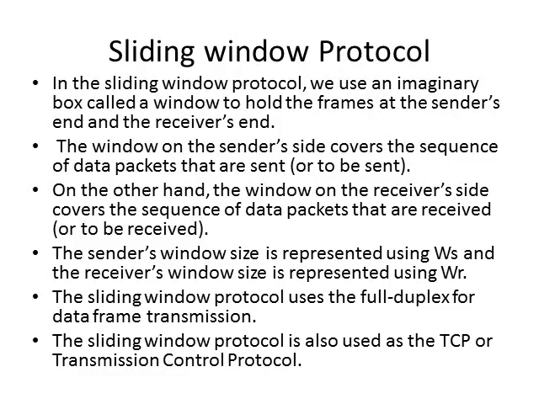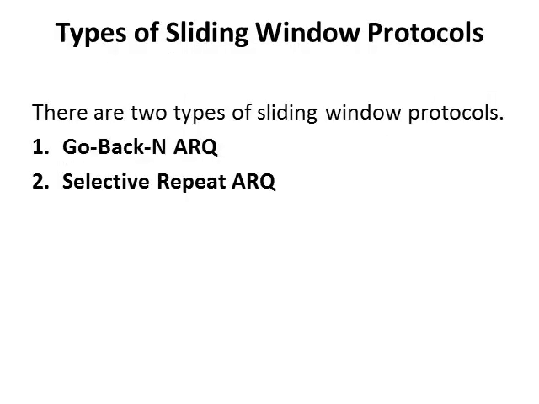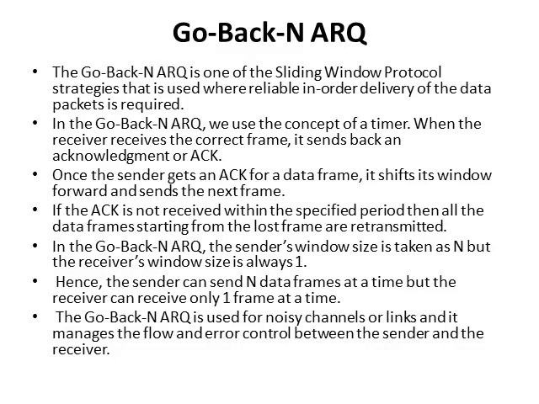The sliding window protocol uses full duplex for data frame transmission. The sliding window protocol is also used in TCP, the Transmission Control Protocol. There are two types of sliding window protocols, that is go back N ARQ and selective repeat ARQ. In this video, we are going to discuss only go back N ARQ.